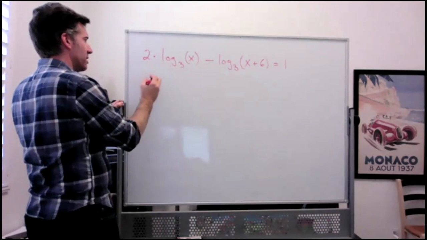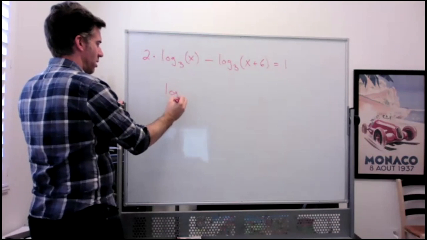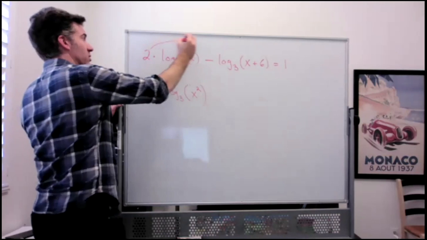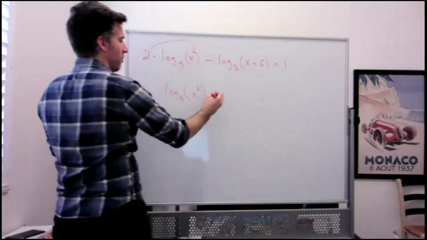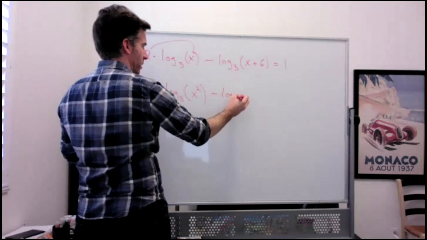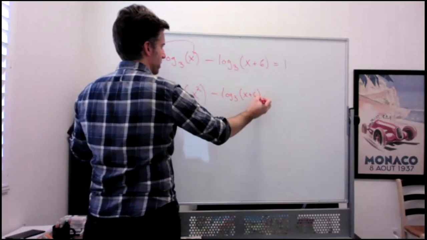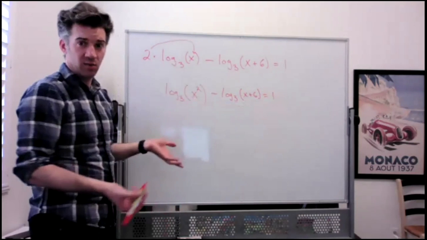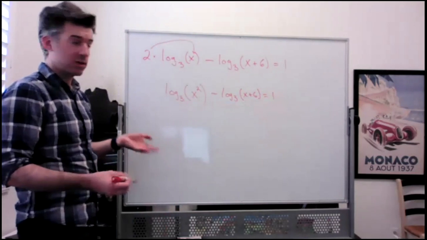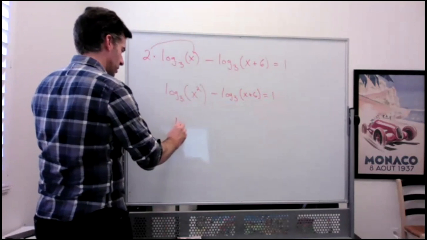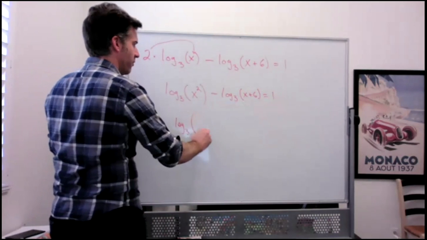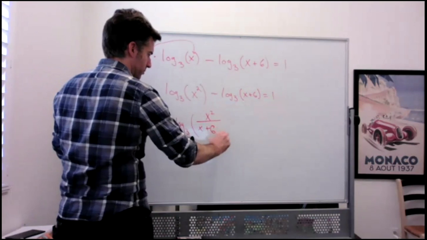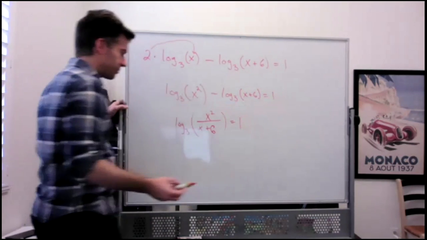But I'm going to rewrite this as log base 3 of x squared. I'm going to bring that 2 up as the power. Minus log base 3 of x plus 6 equals 1. And then I'm going to combine these two logarithms into one logarithm using the quotient rule for logarithms. So I'm going to write this as log base 3 of x squared over x plus 6 equals 1.